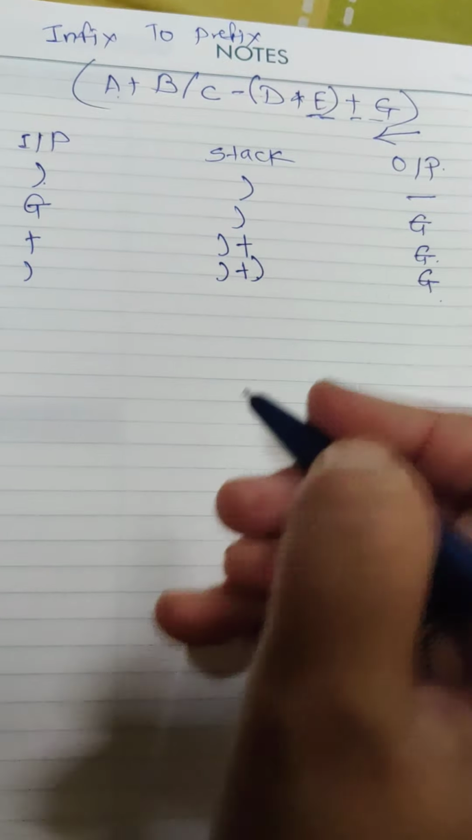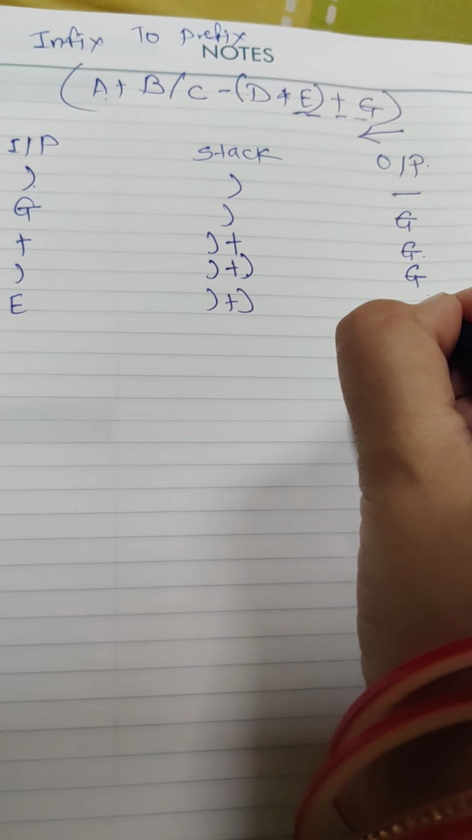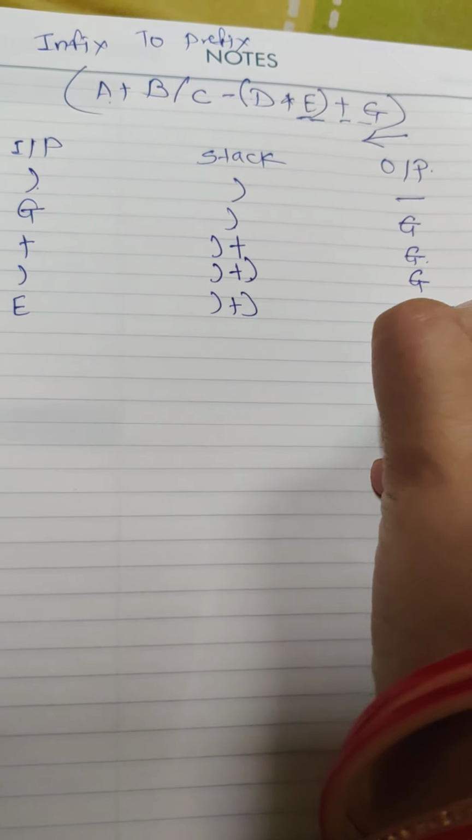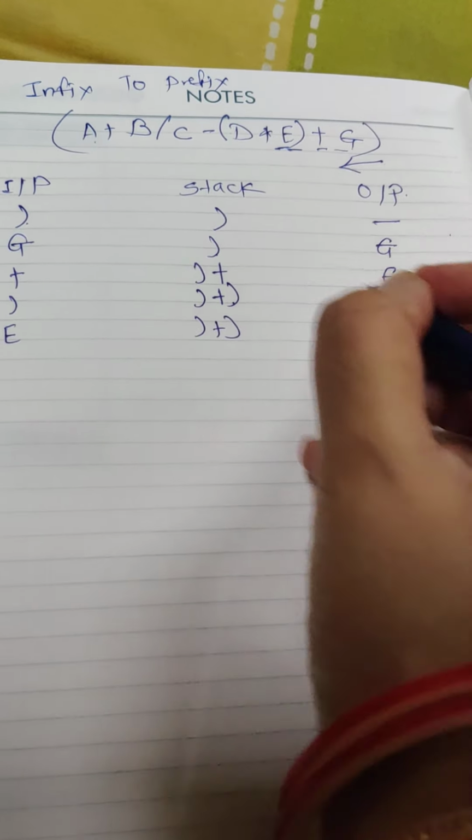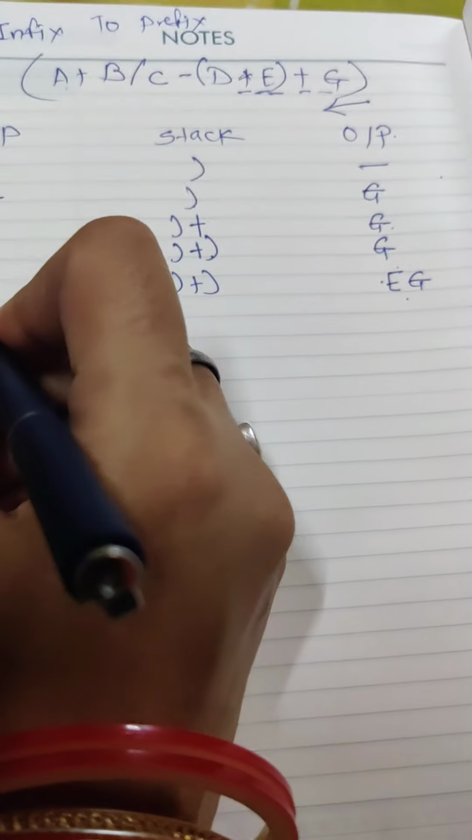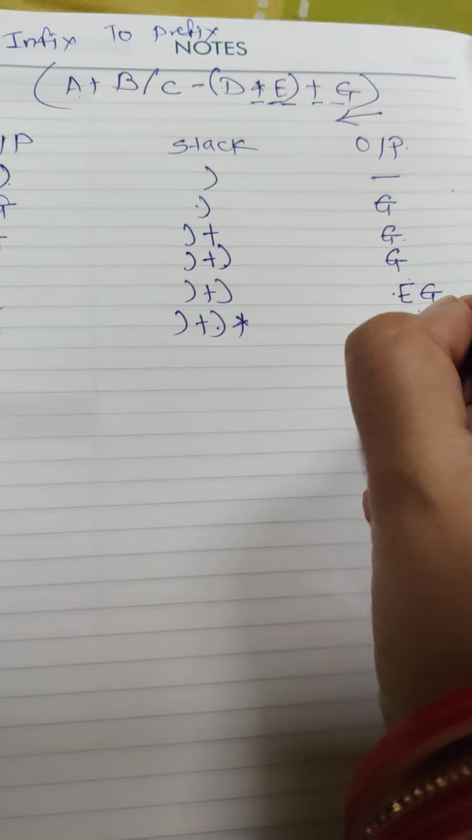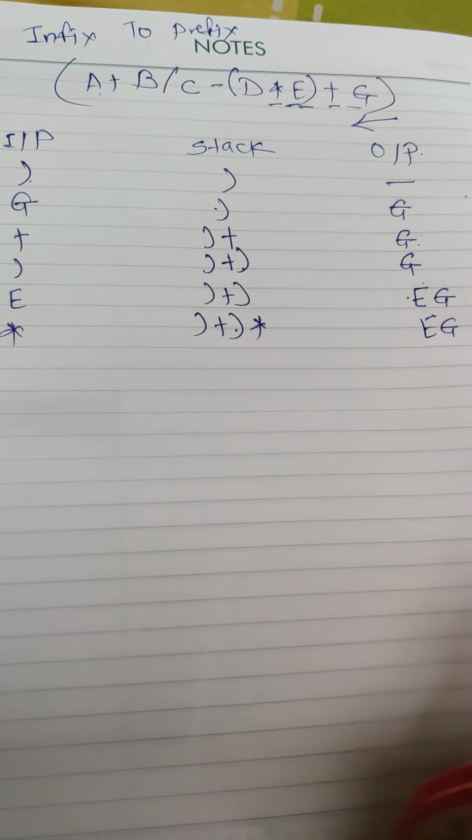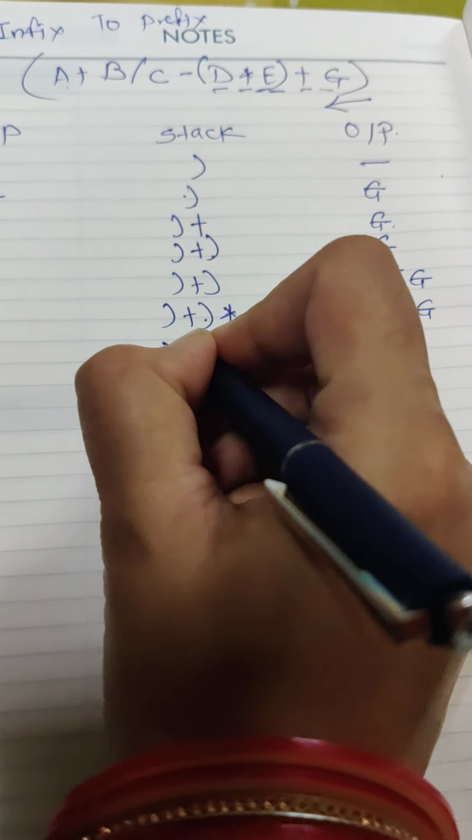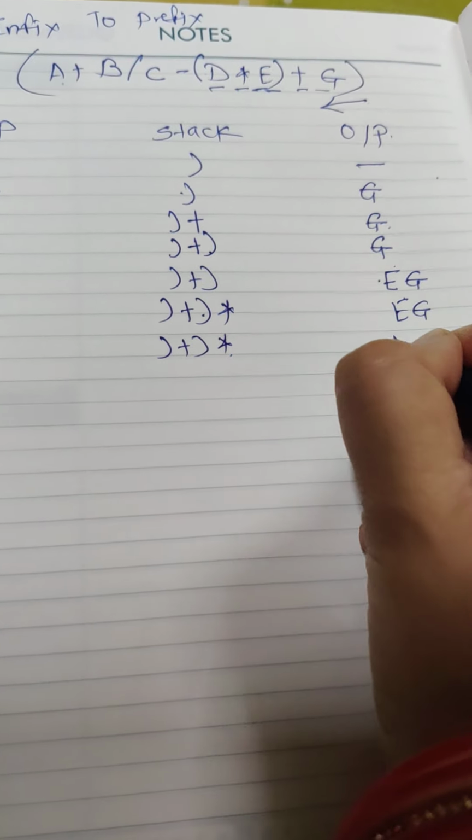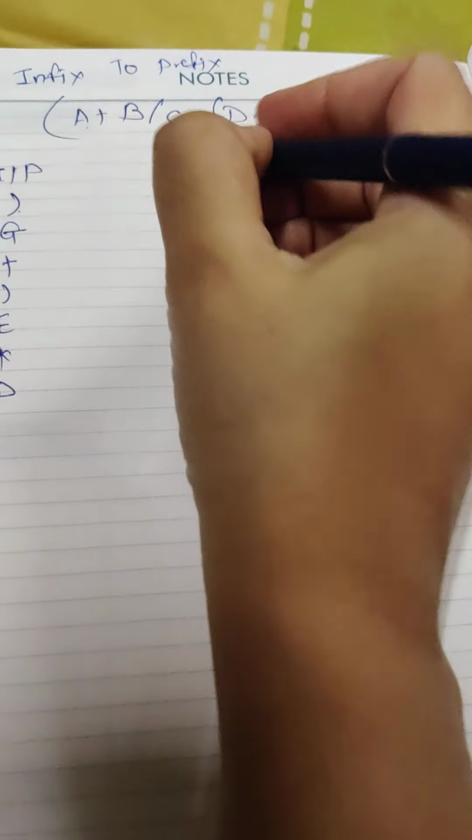Now next is what? Next is E. E is the operand. So what we will do over here is, now E and then G. In this way the expression will be there. So next is multiplication. Multiplication is an operator. So again it is moved into the stack, and again the output will be EG. Next is again an operand. The operand is what? It will be moved directly to the output. So the output becomes DEG.